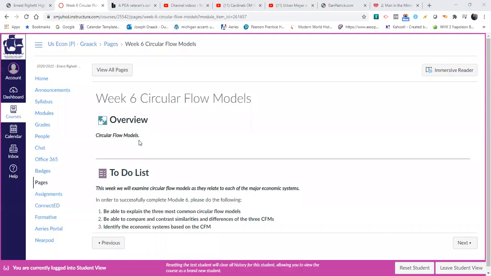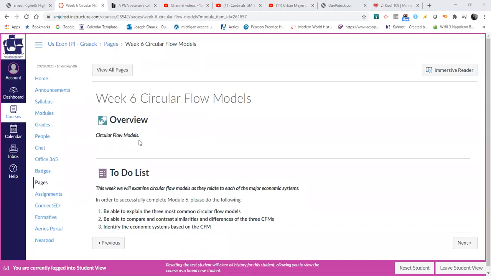So I said at the beginning, today we're going to look at circular flow models. And circular flow models very simply are just a graphic representation, a picture representation of what happens in an economic system. And we'll look at the 3 most common economic systems. So we'll look at a command or centrally planned economic system circular flow model. We'll look at a mixed circular flow model, and we'll look at a market circular flow model. You want to be able to explain what is going on in each of those circular flow models, but it's a very simple process, so I'll explain that to you.